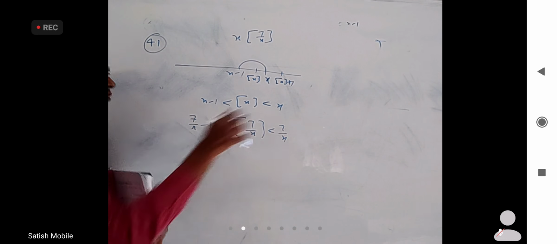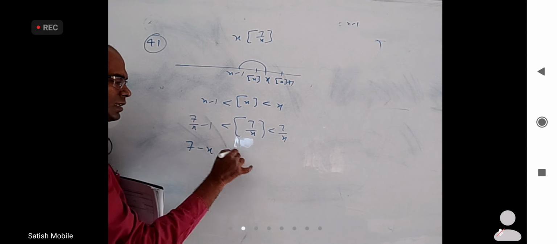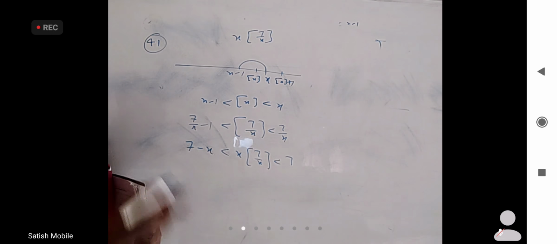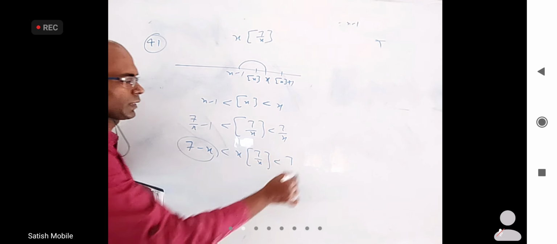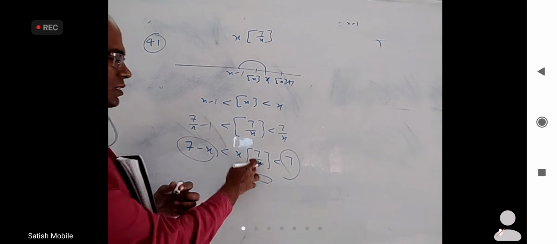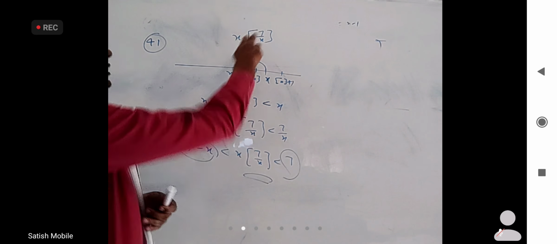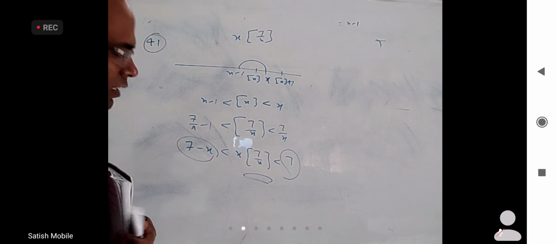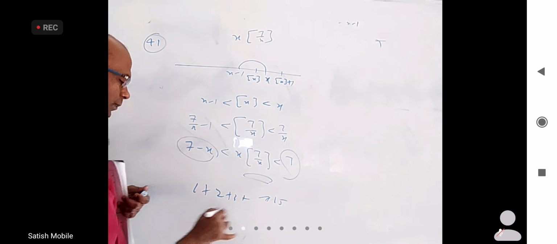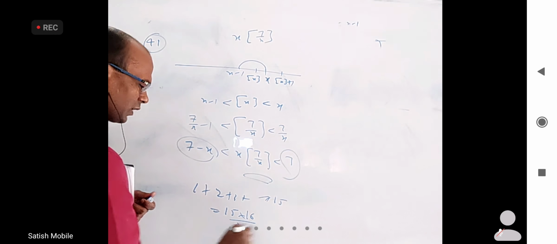Multiply the x everywhere, you will get 7 minus x less than x into integer part of 7 by x less than 7. When x is tending to 0, this limit is 7, and this limit is 7. So, this limit is also 7 based on the sandwich theorem. If it is 8, answer is 8. If it is 9, answer is 9. Like that, we will get the first 15 natural numbers, 1 plus 2 plus 3 and so on up to 15, which is 15 into 16 by 2, which is 120.